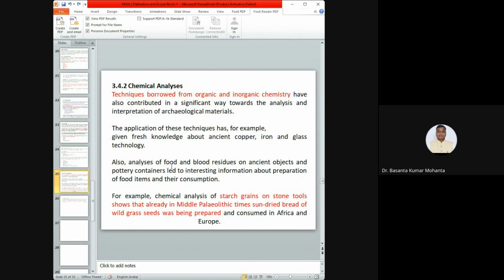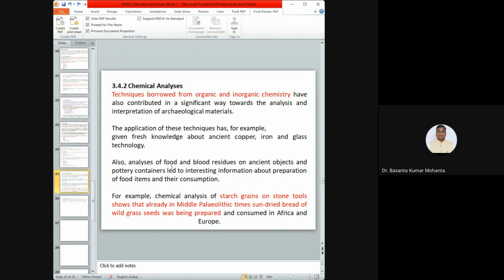So this chemical analysis, particularly the techniques borrowed from organic and inorganic chemistry, has also contributed in a significant way towards the analysis and interpretation of archaeological material. Here we can take the example of copper, iron, and glass technology, which was introduced by our prehistoric people, our ancient people, at different periods of time.